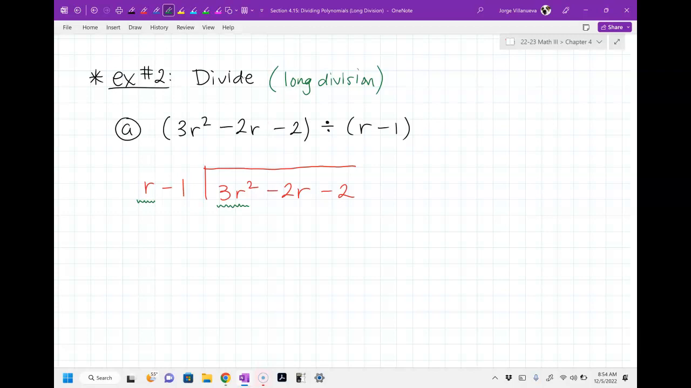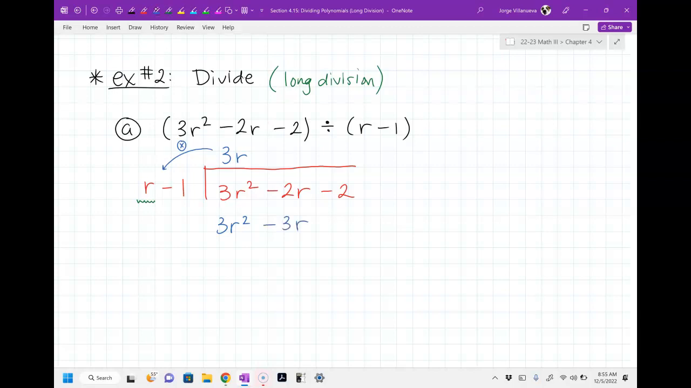All right, so r and 3r squared, okay? What do I have to multiply r by to make it look like 3r squared? A 3r, yeah, a 3r. So let me put 3r right here. Now remember, I'm supposed to multiply. Whatever I put up on top has to multiply. So 3r times r is 3r squared. 3r times negative 1 is negative 3r.